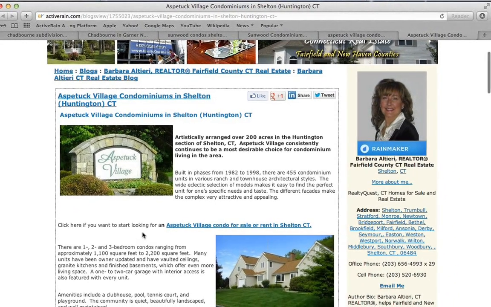So down here, she gets her link in here. Aspetuck Village Condos, Shelton CT, right? It's not exactly the same. I would encourage her to have the link be exactly the same. And so a way she could have done that, she could have said, click here to find rental or for sale condos in the Aspetuck Village Condos, Shelton CT, right? Where the words Aspetuck Village Condos or even condominiums, Shelton CT became the anchor text, and she got all those other words out here in the regular text.